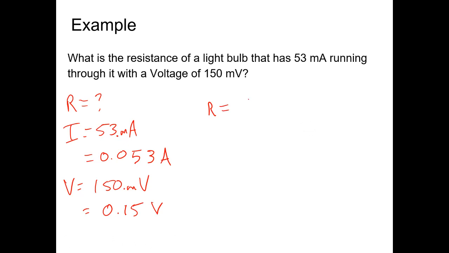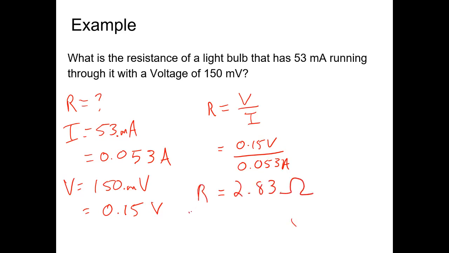Okay, resistance is voltage divided by current. If we rearrange our V equals IR formula, our voltage is 0.15 volts divided by 0.053 amps. Okay, for this we get an answer of 2.83 ohms.